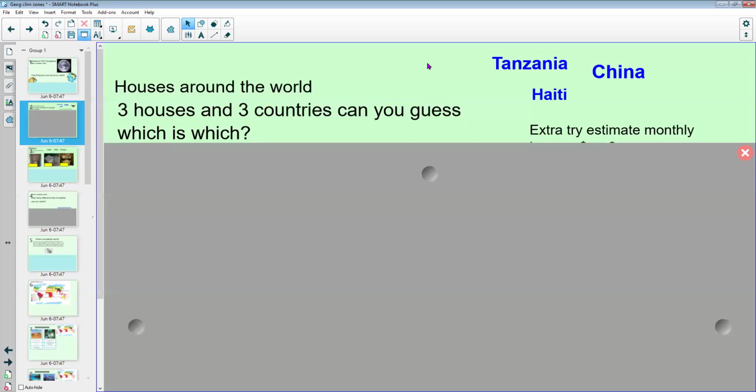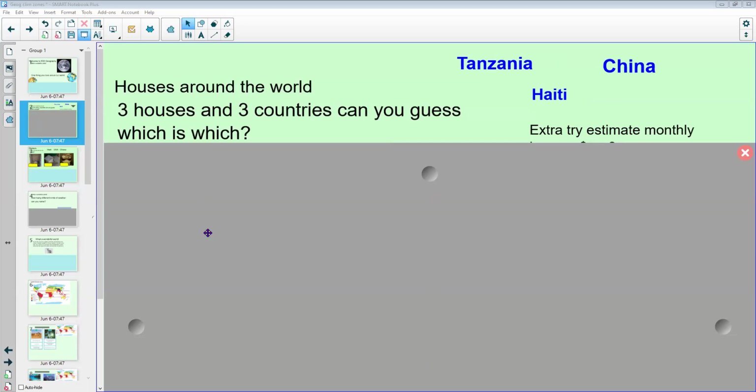So to start off, we did this first little starter activity. We looked at 3 houses around the world from 3 different countries. So these were the countries. We had China, Tanzania, which is a country in Africa, and a country called Haiti, which is in the Caribbean. Doesn't matter if you don't know where they are. What I'm going to do is reveal 3 pictures of houses, and all you have to do is just guess which house is in which country. Okay, so let me show you now.